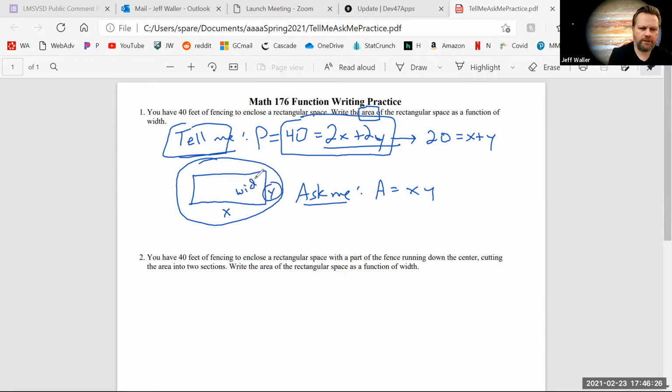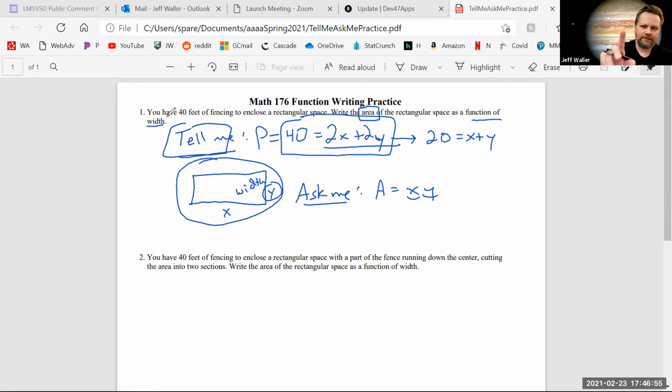The width is generally considered to be the shorter side, the way I've drawn it. So now listen. What is the area currently a function of? It's a function of width and length. I want it to be a function of width only. So what letter do I want to get rid of? X. All right, so everybody's still with me.